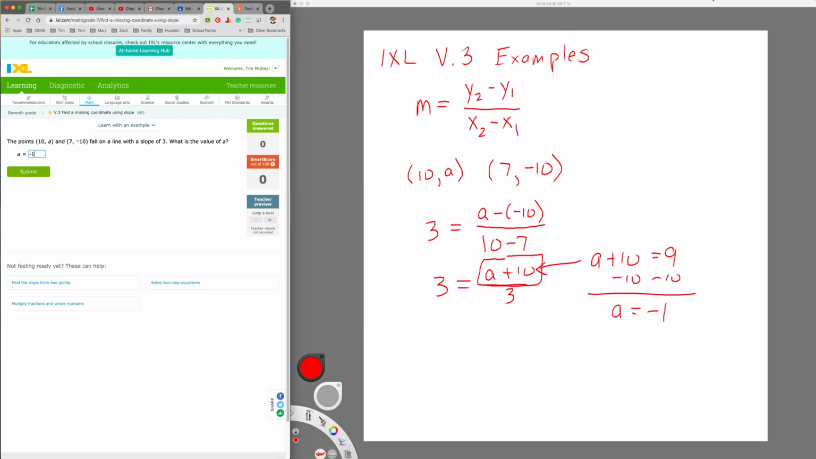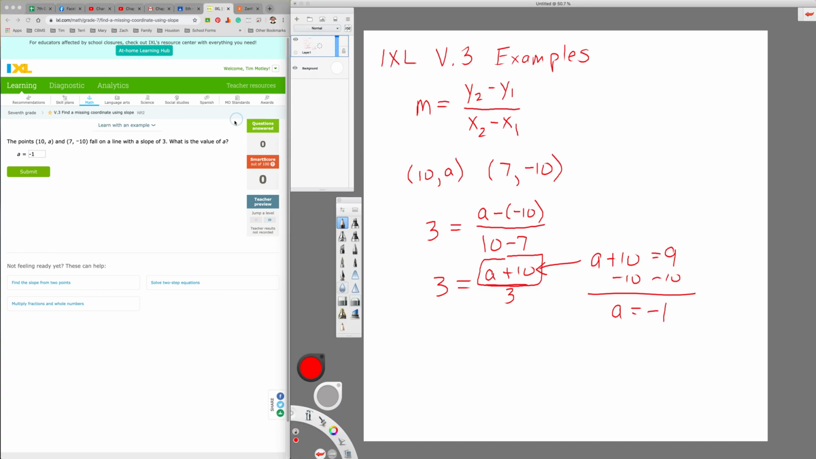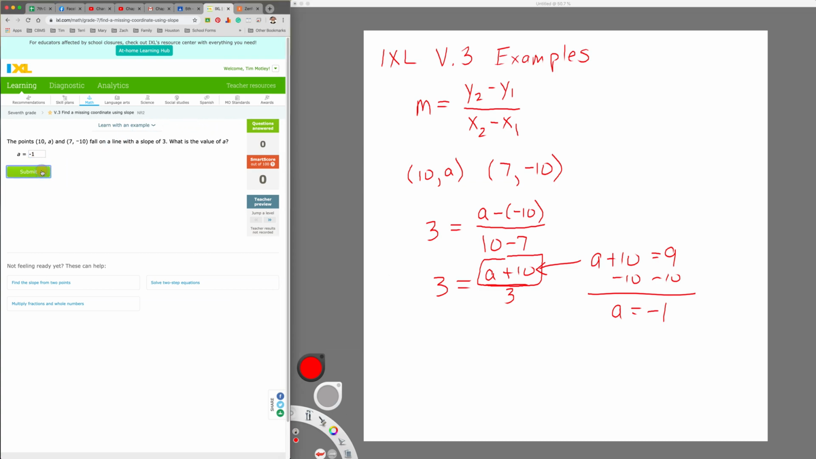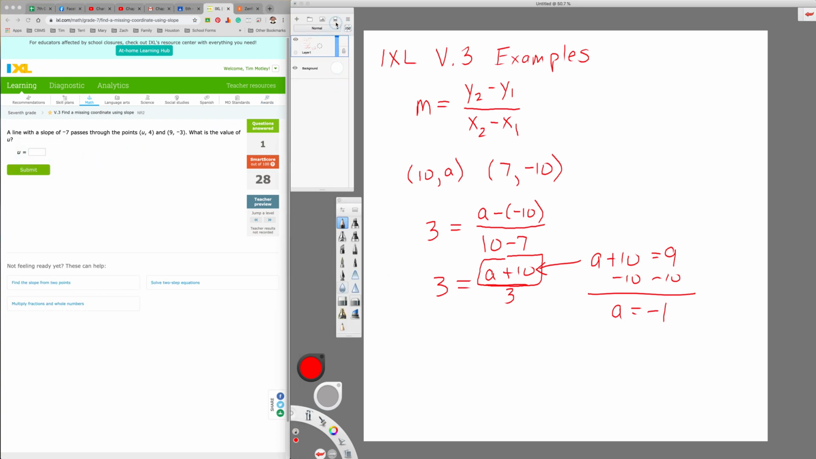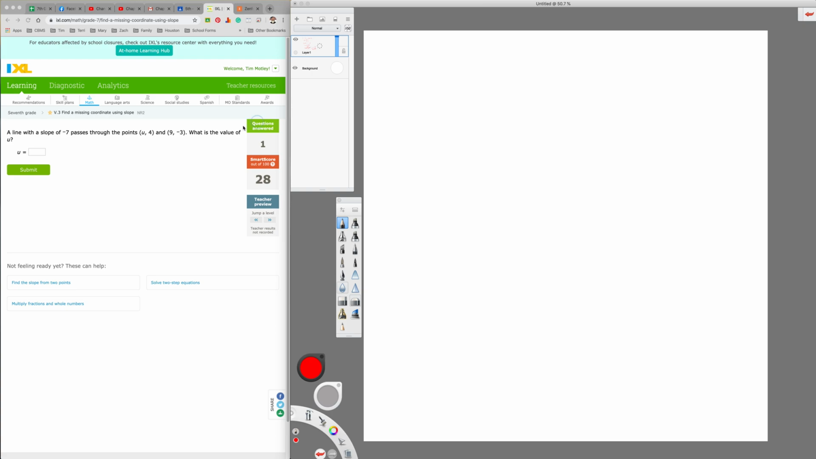I'm going to make my pointer a little bit more visible here. So let's submit that and see if we get it. Super, I got it right. You would hope I would, right? So let's do another example here.